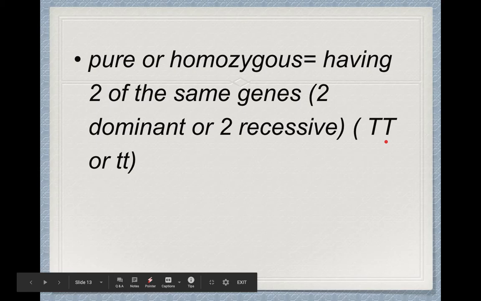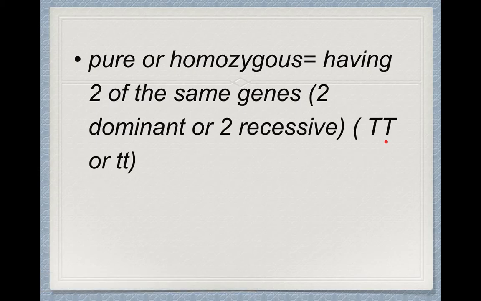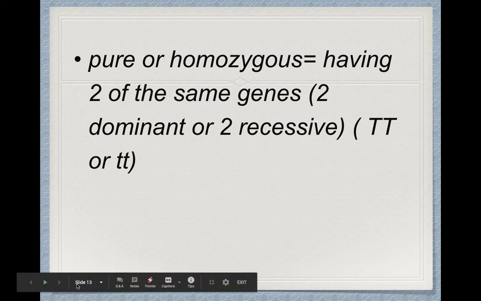So I just mentioned that we're going to use letters to represent dominant and recessive factors. So here we have two uppercase T, so this would be two dominant genes for height, for tallness, and then two lowercase genes representing the recessive.